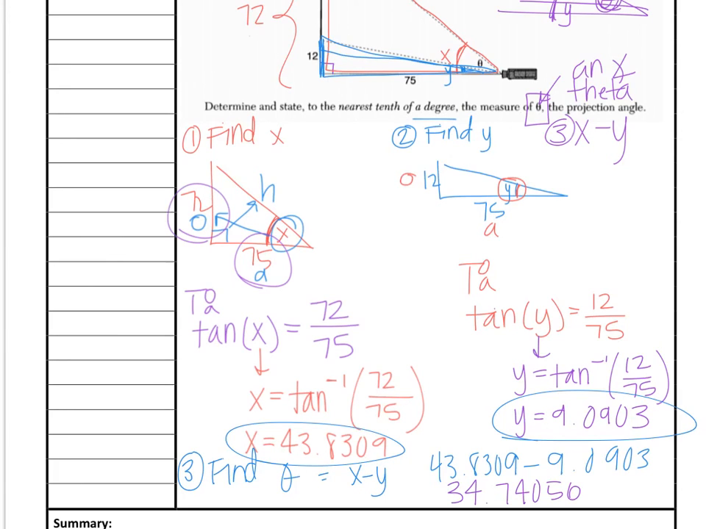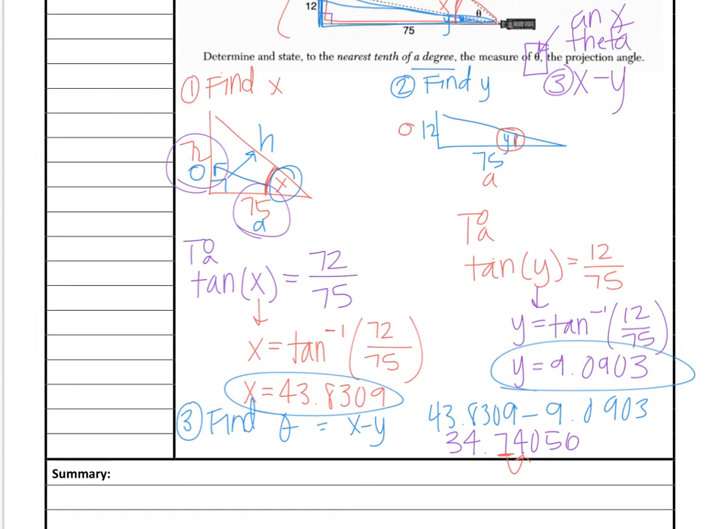You should have something like 34.7 and so on. And nearest tenth. Tenth is the first decimal. Look to the right. That 4 tells us to keep the 7. So final answer should be theta equals 34.7 degrees. Yay, you just survived your multi-step word problems with Trig. Hopefully they weren't too bad.